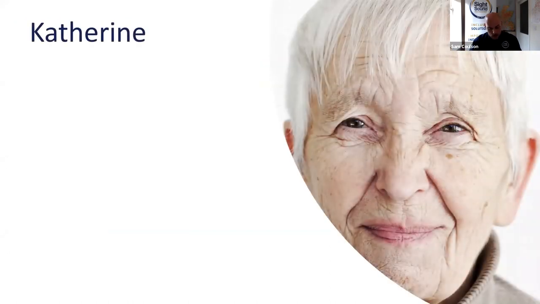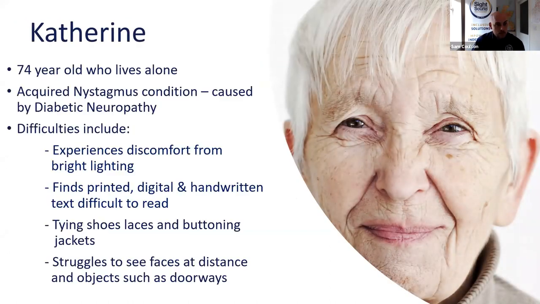Perfect. So this is Catherine. Catherine is 74 years old. She lives on her own. Catherine has acquired nystagmus, which is caused by diabetes. Now, there are other causes and conditions that could cause acquired nystagmus. For instance, brain tumour, some sort of neurological problem, or a head injury, for instance.